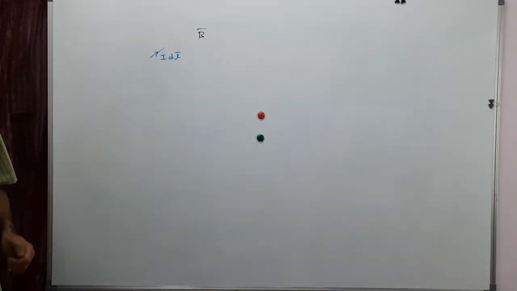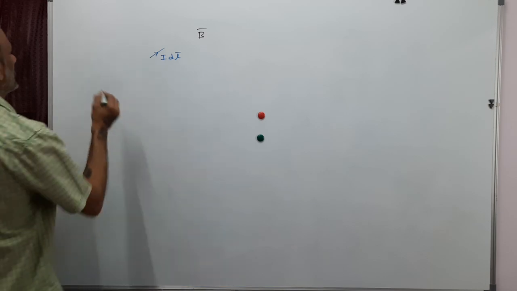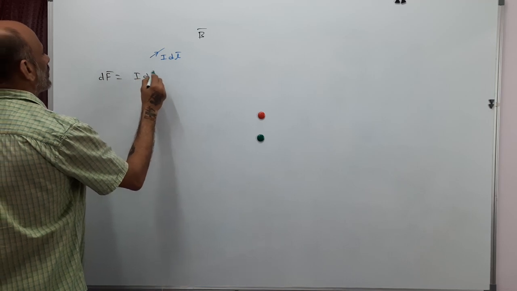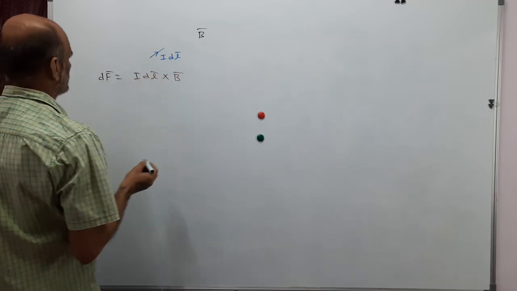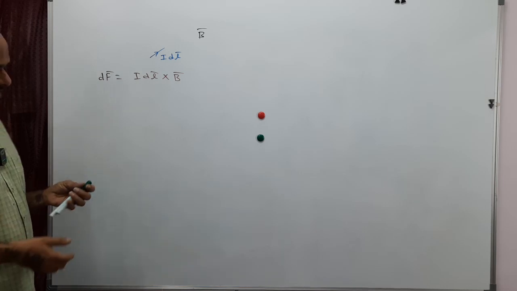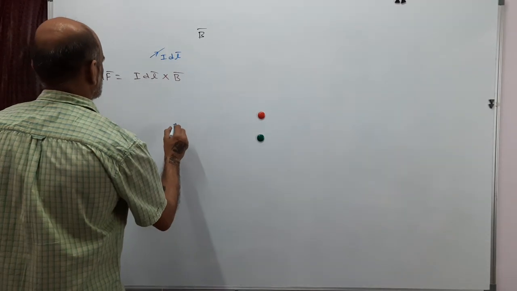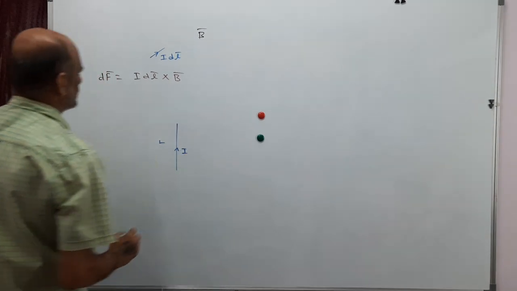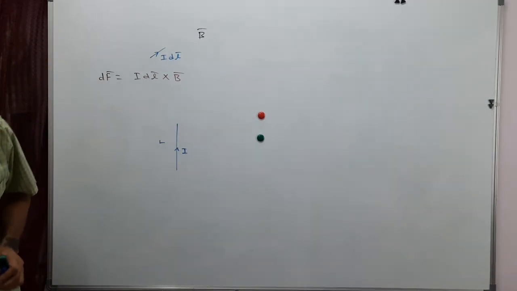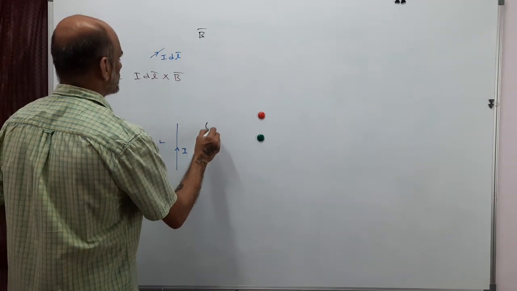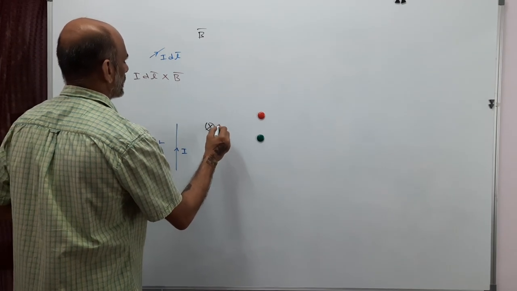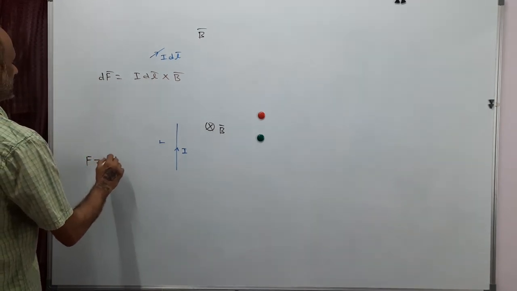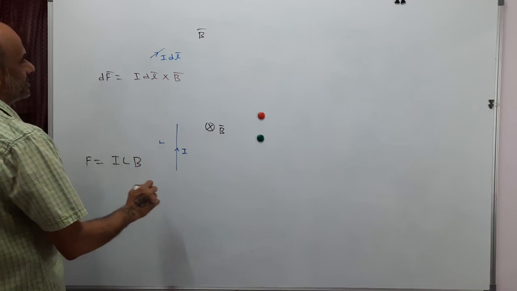So the force on this current element is I dl cross B. Now suppose you have a conductor of finite length L and carrying a current say I, and the magnetic field is uniform and it's perpendicular to the plane of this board, then the force on this will be ILB. B is uniform.